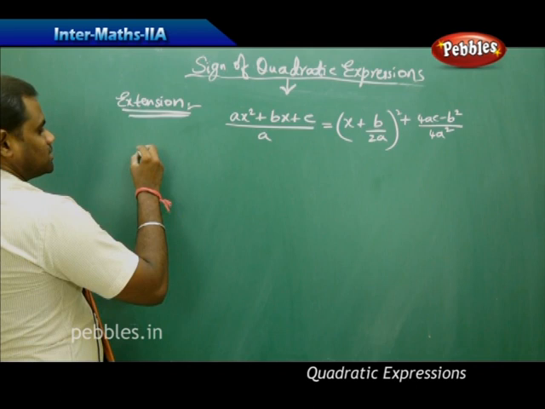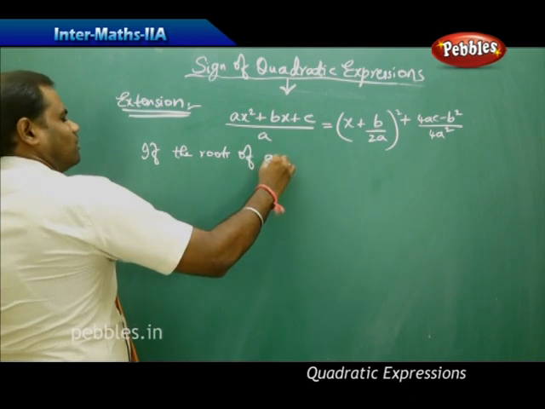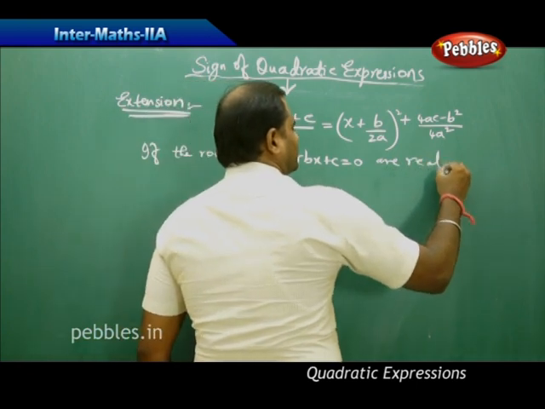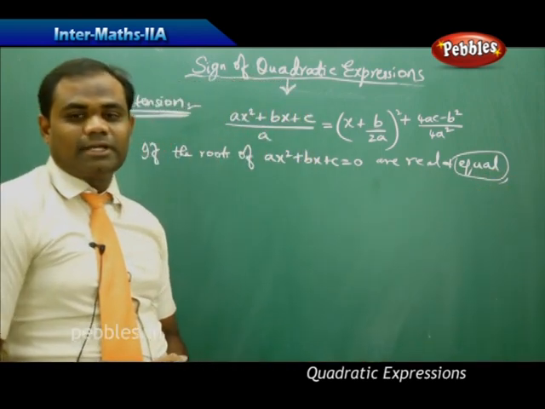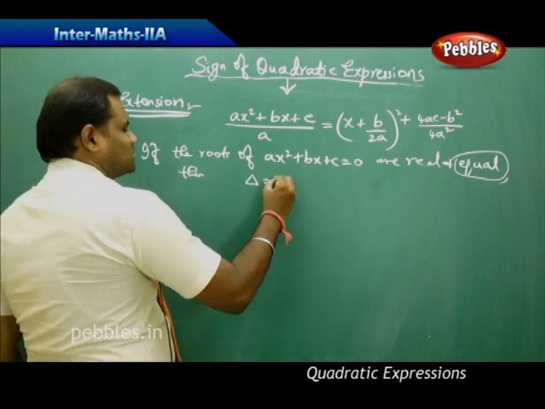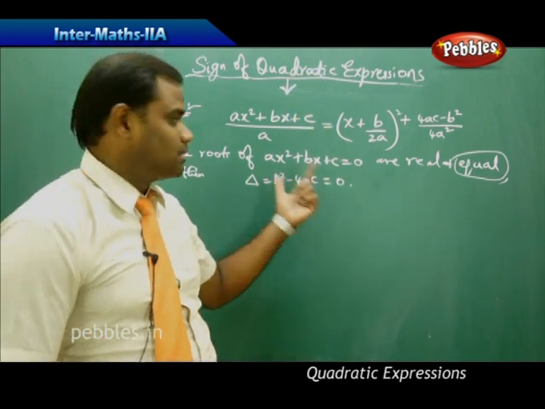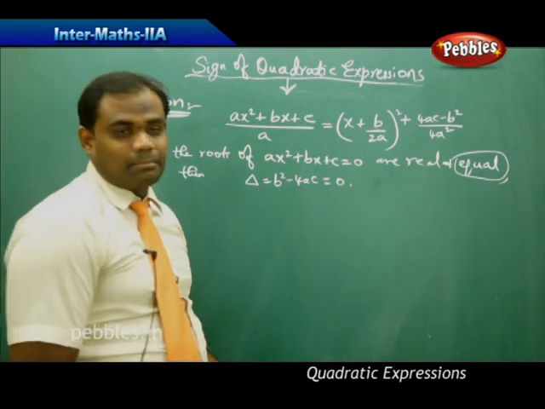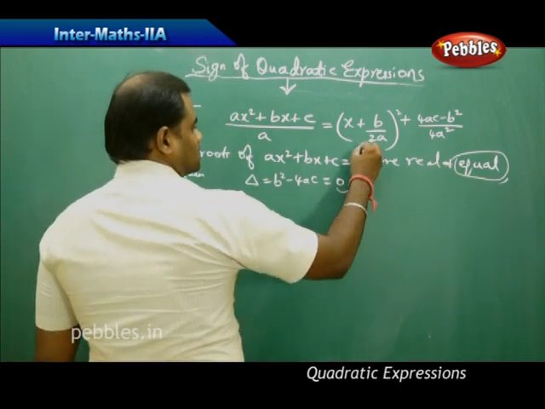Now, in this case, if I assume that the roots of ax squared plus bx plus c equal to 0 are real and equal, equal being the condition, then we obtain that when the roots are real and equal, delta, which is b squared minus 4ac, is equal to 0. We all know this by nature of roots. If the roots are real and equal, then delta, which is this, is equal to 0. So let's see what happens in the case of the roots being real and equal when substituted into this.